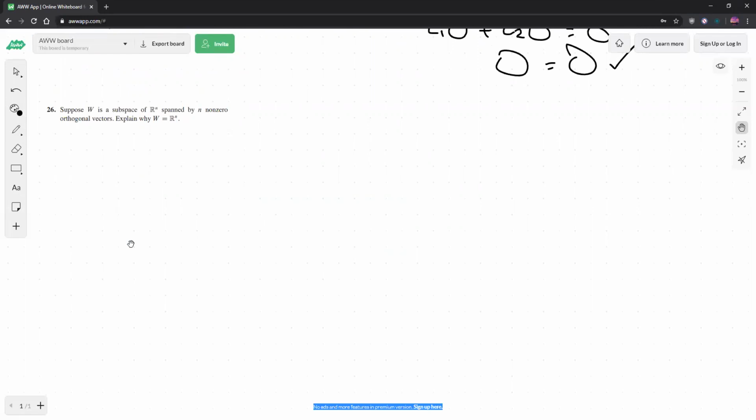All right, so this is kind of an interesting question. Let's work this out in R2 first, just for the sake of example. So W now, if we're using this R2 example, is a subspace of R2, right? And it's spanned by 2 orthogonal vectors.